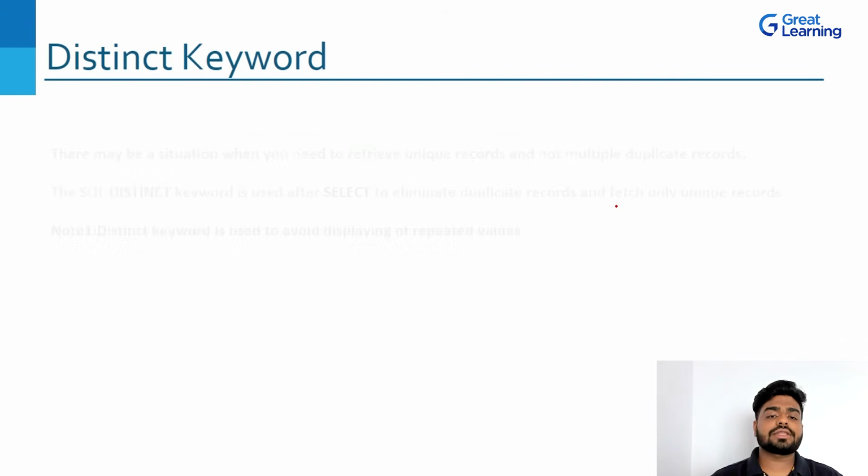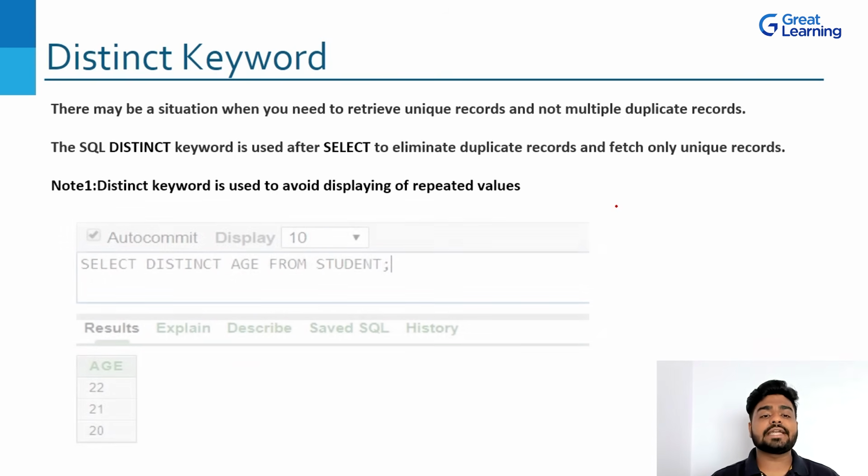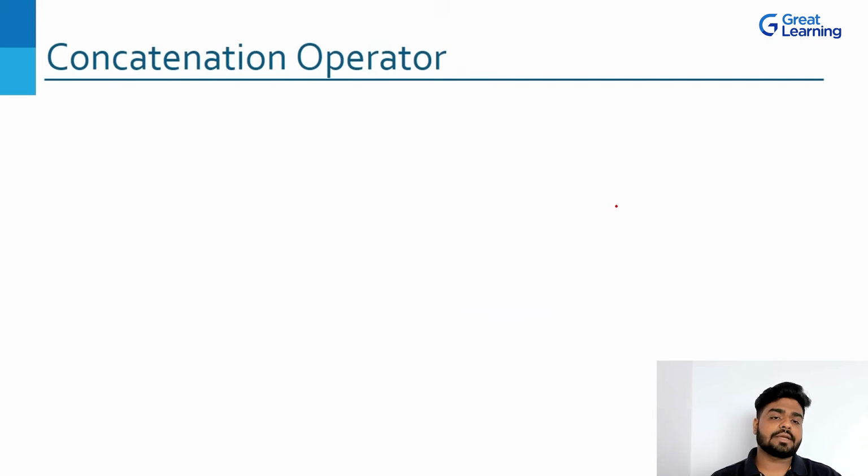So how do we use this keyword? There may be a situation when you need to retrieve unique records and not multiple duplicate records. So you want unique data. This time we will use the distinct keyword. It is used to avoid displaying repeated values. So select distinct age from student. All the unique ages will be shown from the student table. Next one is the concatenation operator. And concatenation, if you know any programming language, is nothing but joining of two things, right?